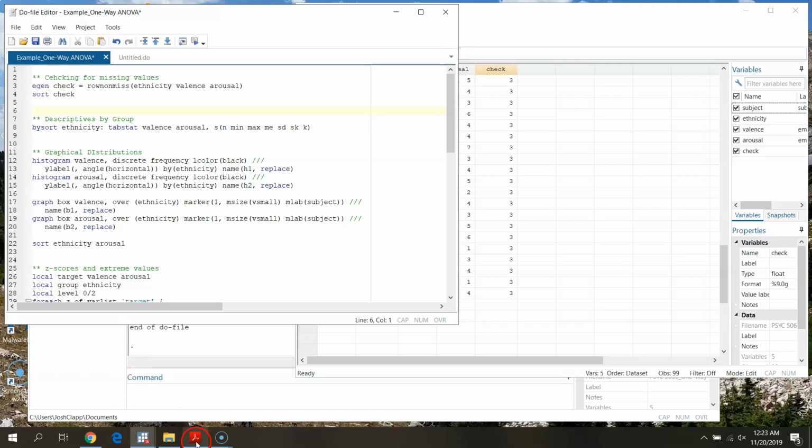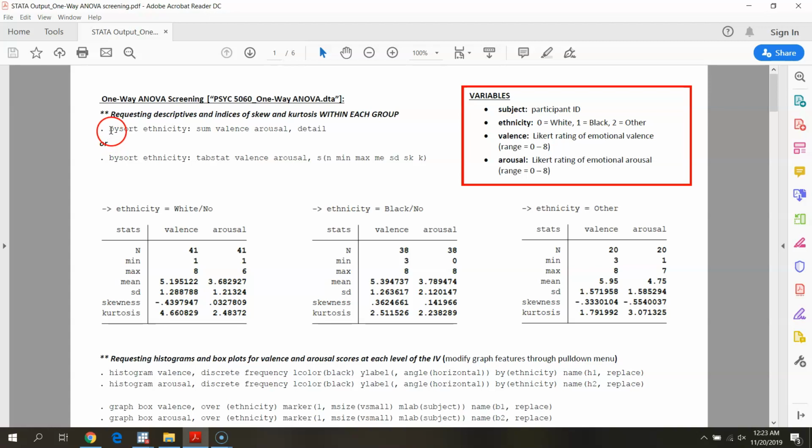Okay. Now there's a couple ways we can do this. If you look at your handout, we could enter by sort by ethnicity, and our by sort command, remember, is just going to split our data file up and give us our analyses specifically individually within all levels of my categorical variable. In this case, it's going to be ethnicity, and then I could just hit our general sum statement, valence, arousal, and then the detail specifier here is going to give us skew, kurtosis, things along those lines. But I kind of like the tabstat command here better for this. It just lays it out a little bit nicer.